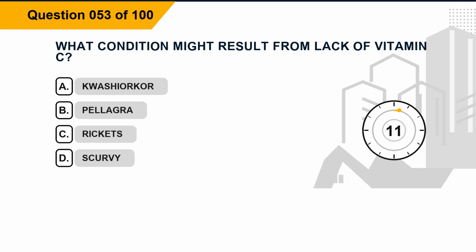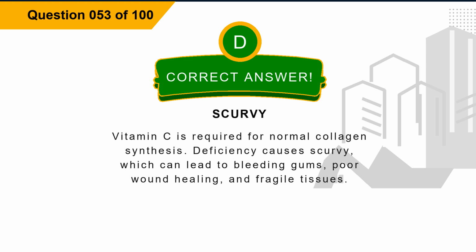Question 53. What condition might result from lack of vitamin C? Option A, kwashiorkor. Option B, pellagra. Option C, rickets. Option D, scurvy. The correct answer is option D, scurvy.